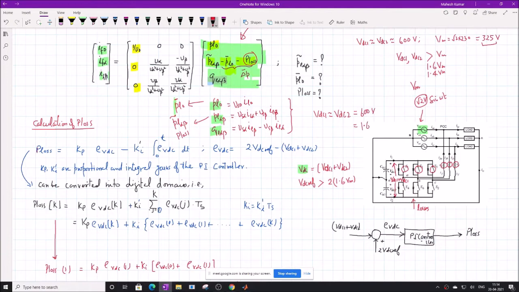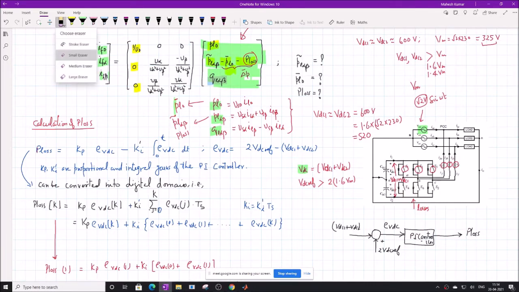maybe 1.6 times of root 2 into 230. So this is actually 235 into 1.6, which comes around 520. Actually this is 520, but you can take around 600 or you can take around 520. This is up to us. Slightly plus minus is okay. So I will put it 520 here.